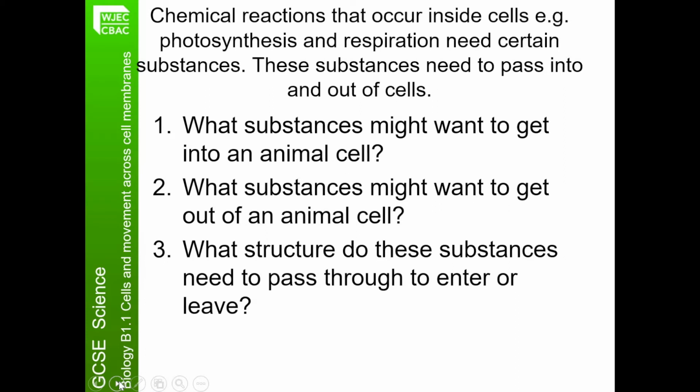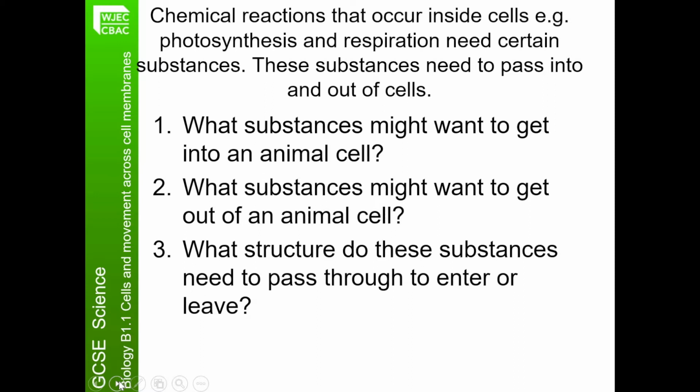So chemical reactions that occur inside cells, such as photosynthesis and respiration, need certain substances, and these substances need to pass into and out of cells. So what kinds of substances might want to get into an animal cell? Well, if we think about respiration, the substances that are required in respiration are oxygen and glucose. Glucose is a type of sugar. So those substances will need to diffuse from outside the cell into the cell, from where they're high outside to where they're low inside.